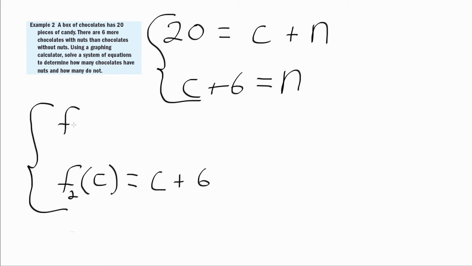So here I need f, I'm going to make this f sub 1 of c equals, and I want to be left with n, right? So this is going to be 20 minus c. So the total number of candies, 20, minus the number that are just chocolate equals the number that are with nuts. So here I have a system, and now I have something I can enter into the calculator.